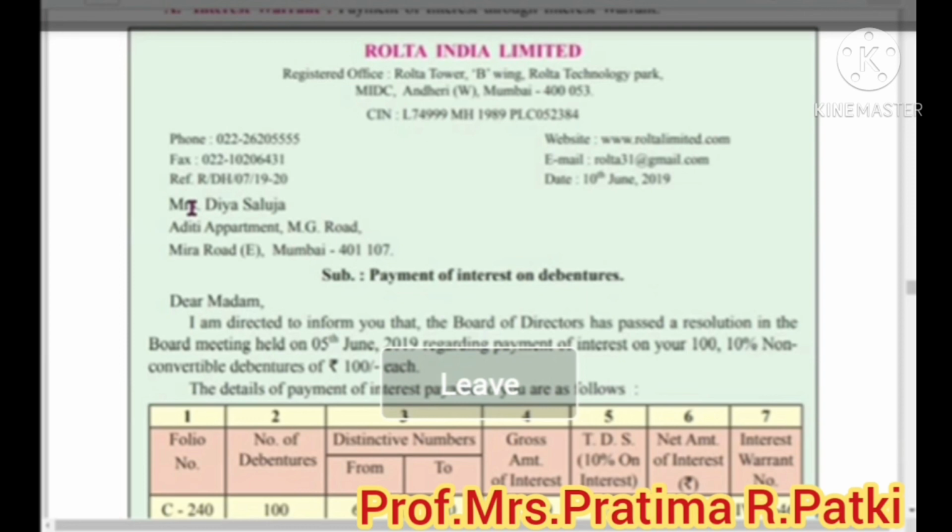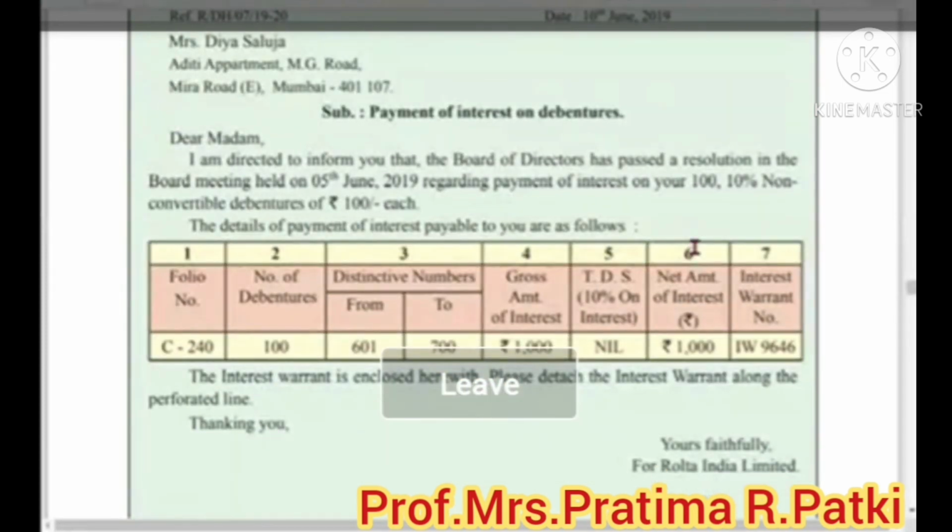What are we informing the debenture holder? That we are paying interest to him, right? Oh, in this case it is her. Dear madam, we have given the salutation and then we say, I am directed to inform you that the Board of Directors has passed a resolution in the board meeting on 5th June 2019 regarding payment of interest on your 10% non-convertible debentures of 100 each.